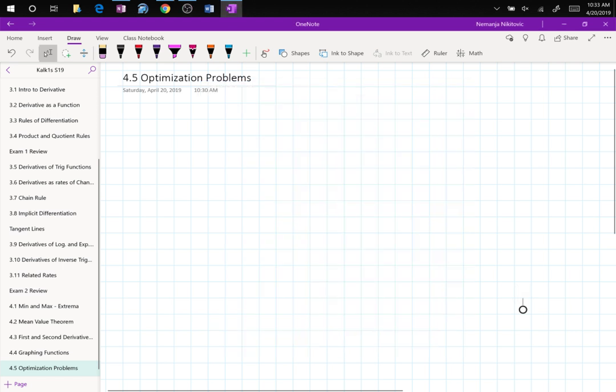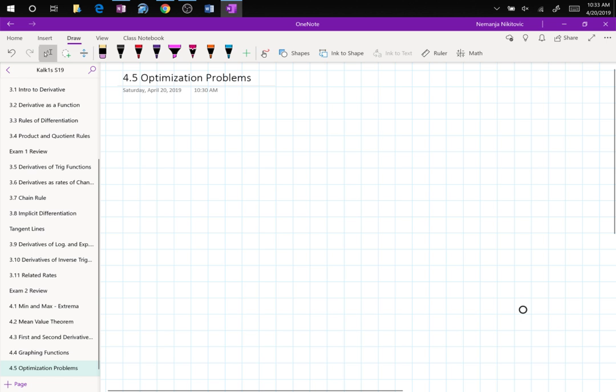Hello and welcome back to Calculus 1 section 4.5 on optimization problems. These are the word problems where we find the min and the max, the points at which min and max occur.